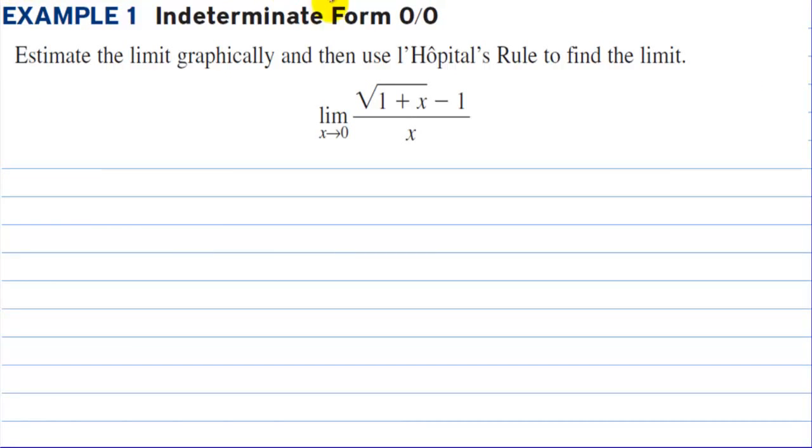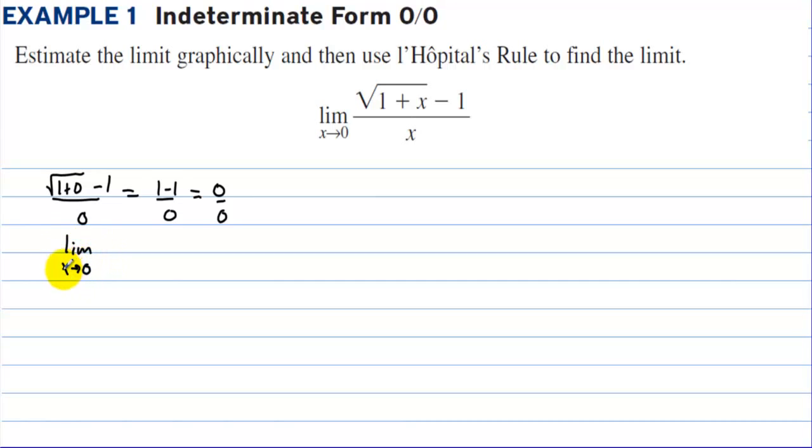Example 1, an indeterminate form 0 over 0. Estimate the limit graphically and then use L'Hopital's rule to find the limit. We'll just find the limit. When we plug in 0, we get the square root of 1 plus 0 minus 1 over 0, which is equal to 1 minus 1 over 0, which is the indeterminate form 0 over 0. That means we can take the derivative of the top and the bottom and then plug 0 in.